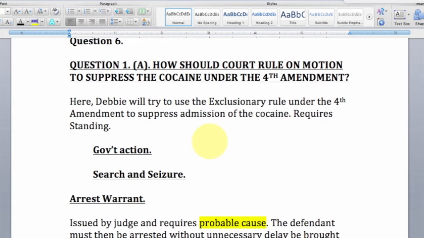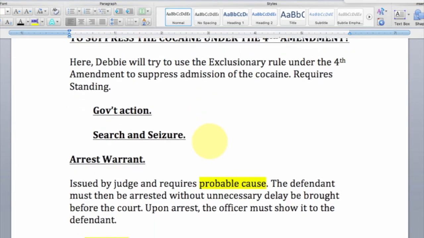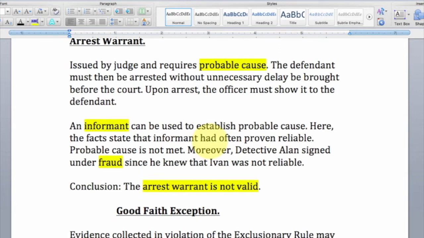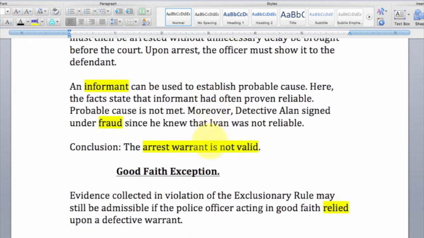Let's talk about standing. It seems like Debbie does meet standing. And let's go to the arrest warrant. You guys know that in order for a magistrate to sign that, it does require probable cause. And police can use an informant to establish probable cause. That's nothing out of the ordinary. However, we have something different here. We have Ivan, and he's proven to be unreliable. So that's not going to help. And then to complicate matters for the government, the detective that signs the affidavit commits fraud by saying that Ivan was reliable. So I'm going to say that the arrest warrant is not going to be valid.